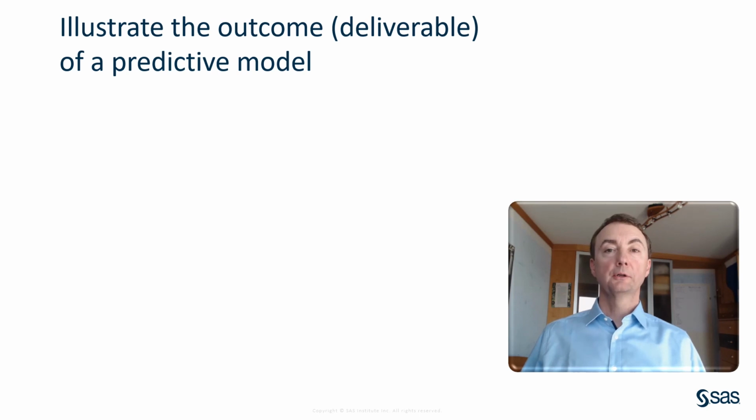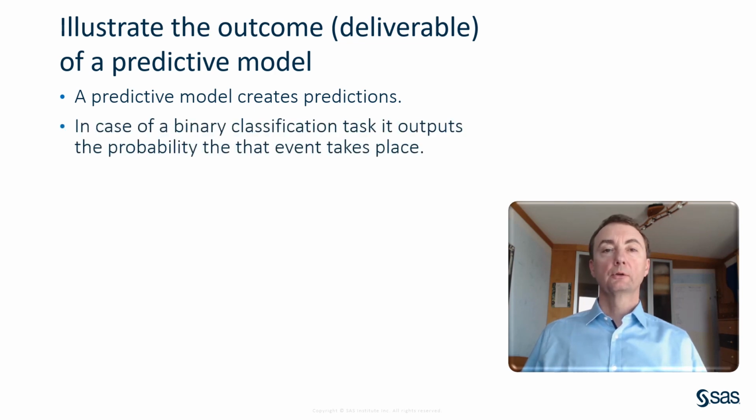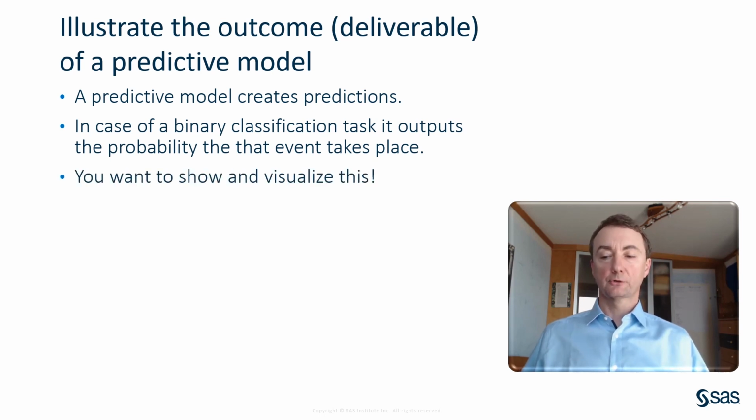A predictive model generates predictions. For us as a data scientist, this is often very clear. However, we want to illustrate this to our business users and explain them what the output of predictive models are, for example, in a binary classification task of customers responding or not responding to a campaign, that in that case the probability is the fact that the yes event, the response event, takes place. And we want to show and illustrate this to our customers.